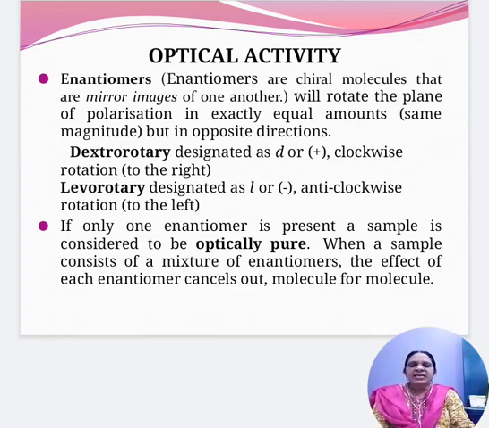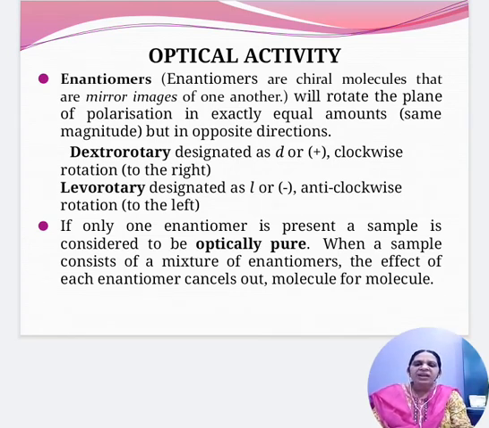Dextrorotatory is designated as small d or plus, that is clockwise rotation. When the analyzer is rotated towards the right, it is called dextrorotatory, designated as small d and positive. When the analyzer is rotated in the anti-clockwise direction, that rotation is called levorotatory. In levorotatory, it is represented by small l and it is minus, negative, towards the left side, anti-clockwise.